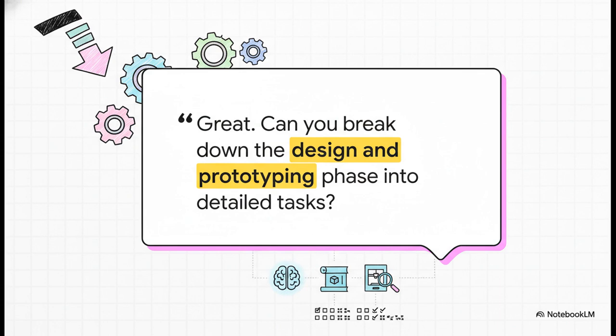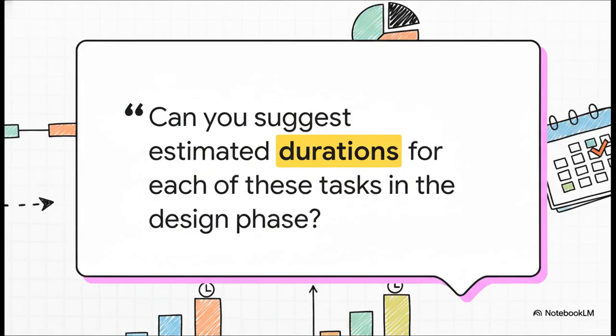Okay, now for step 2. We pick one of those phases, let's say design and prototyping, and we ask the AI to break it down. We're drilling down now, getting those more granular, actionable steps for just that one piece of the project. And finally, step 3 is where we get practical. We ask for estimated durations for those specific tasks we just generated.